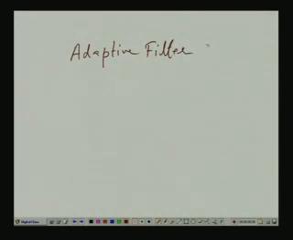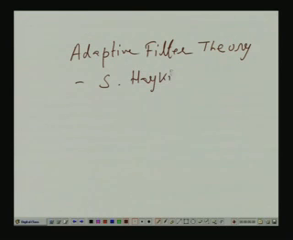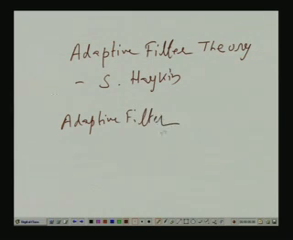applications of adaptive filters. You can consider this wonderful book by Haykin. Then there is a book on adaptive filters by Widrow and Stearns. Bernard Widrow was the inventor of the LMS algorithm, along with Stearns.